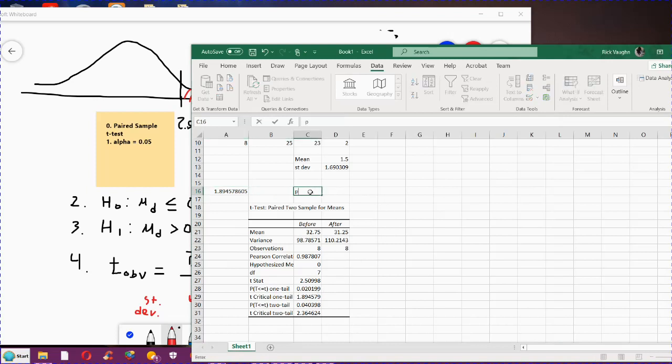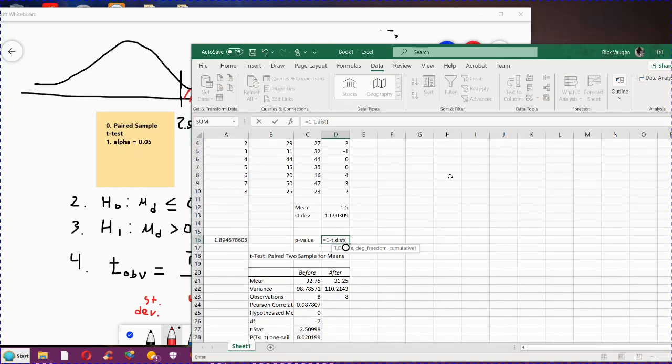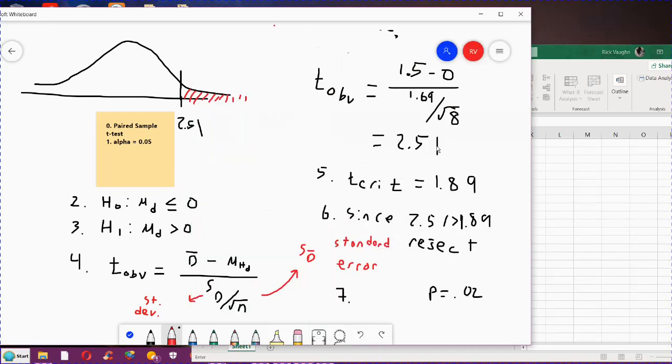And to do that, I'll just write here. My function that I would use is equal 1 minus, because I want the right side instead of the left side, t.dist. I want the regular t distribution, not the inverse. And in the x variable, I'm going to put in that t observed value, which I don't have written on my screen, but I could either pull it off of this table or I could just type it in because I did that calculation, 2.51.